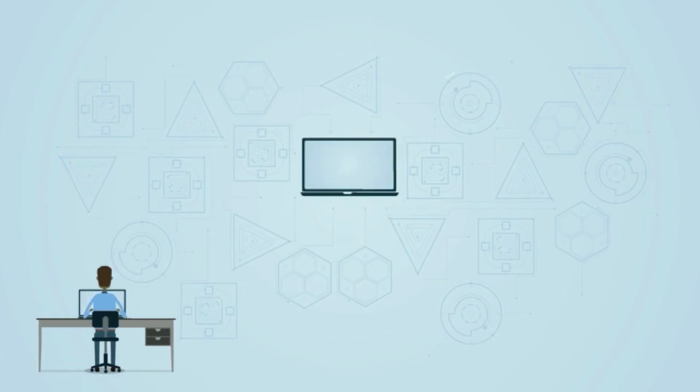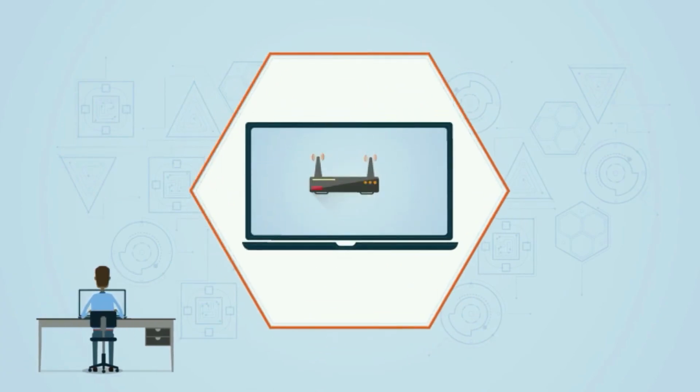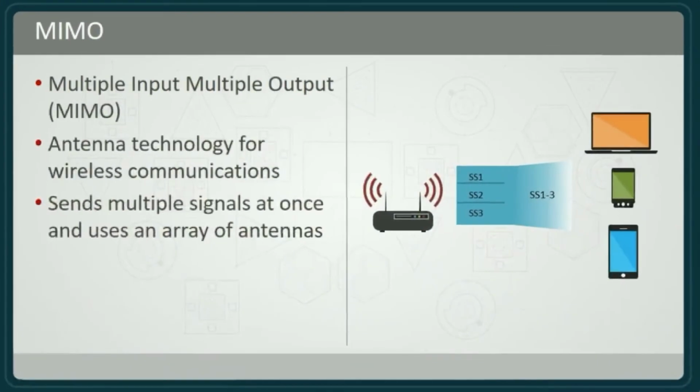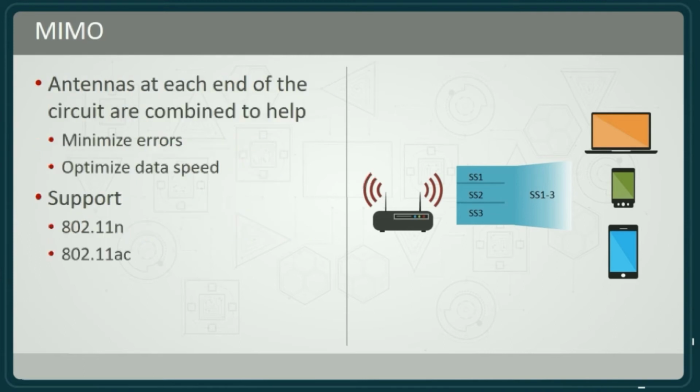In this presentation, we'll take a look at MIMO, or multiple input, multiple output. And this is actually an antenna technology for wireless communications, whereby you can send multiple signals at once using an array of antennas.